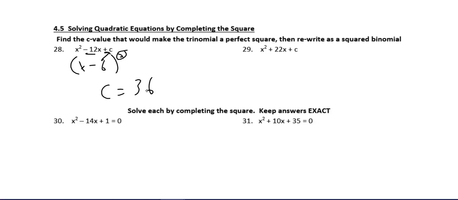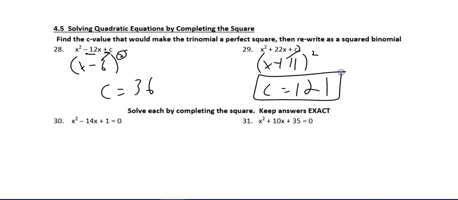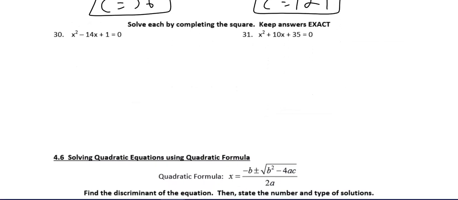Okay? So over here, half of 22 is 11. When we come up here, square that, C equals 121. Now we're going to use that concept down here to do this. So remember, first step is to move this over, but leave a space. X squared minus 14x, space, leave that there, equals -1. So we subtracted 1 to move it over.